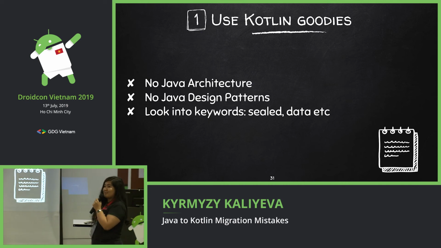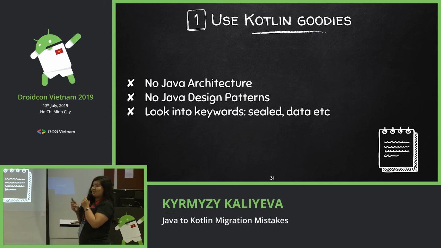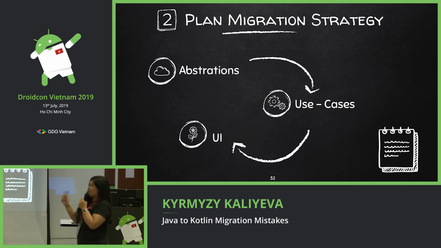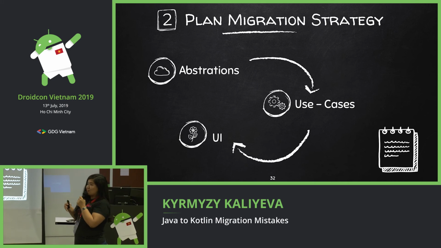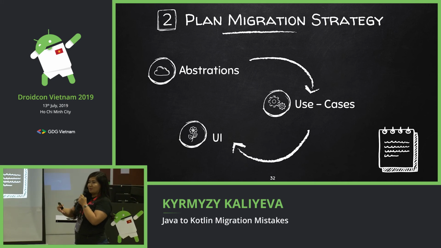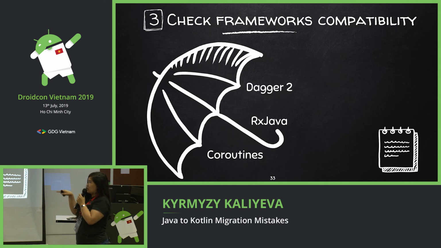Second, plan your migration strategy. I started without any plan. I said, oh, I have this project, let's start to convert class by class without any kind of plan. Now maybe I should have done it differently. First, maybe I should start from the abstractions, like generic types, architecture, entities, models. Then we go to business logic. And in the latest part, we can convert our UI layer.